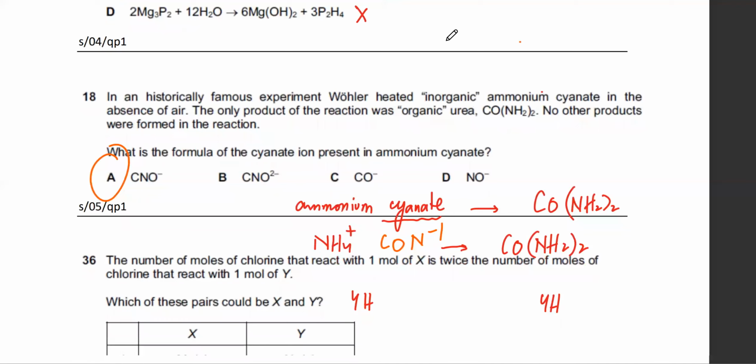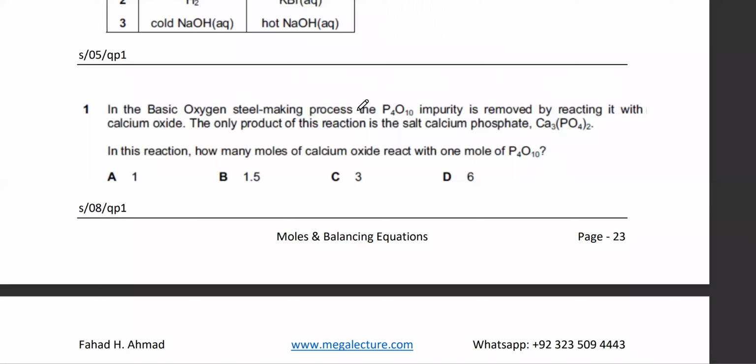So now you have, we can ignore that. I said this one as well. Steel making process. How many moles of calcium oxide react with 1 mole of P4O10? और उससे बताया हुआ, the only product of this reaction that's given is the salt that is produced. So that's the only product of the reaction, Ca3(PO4)2. Now all we have to do is balance this equation.